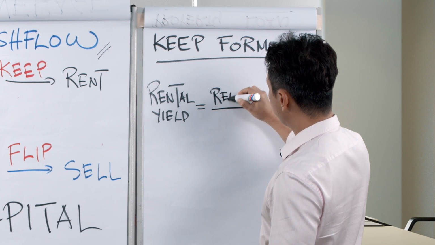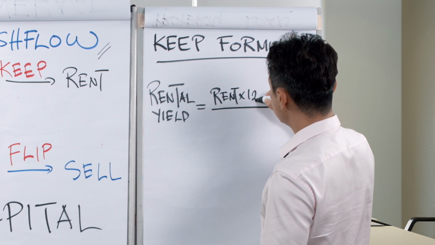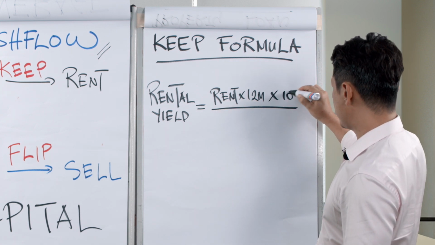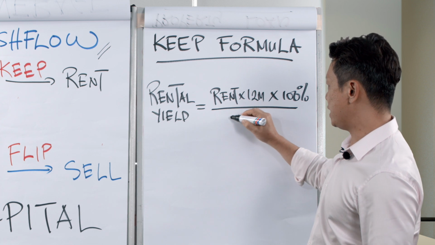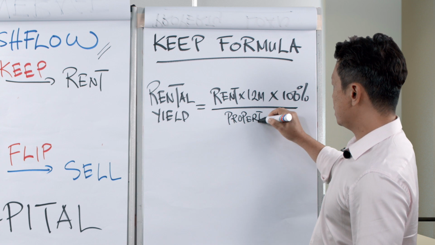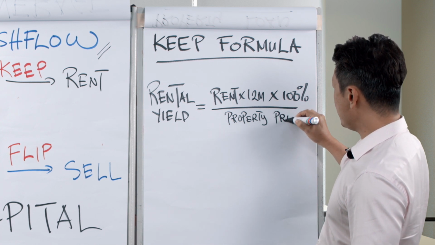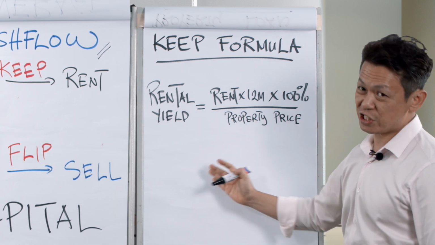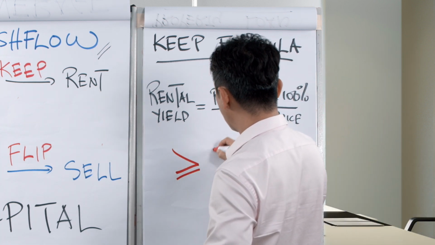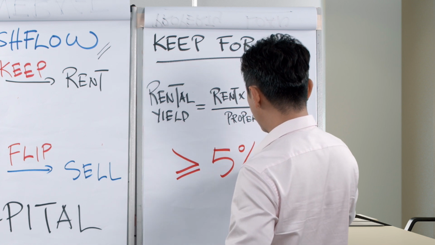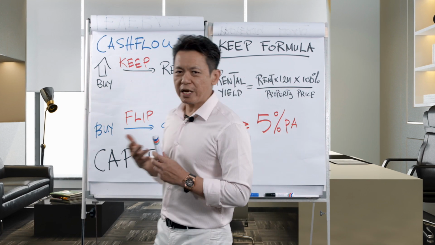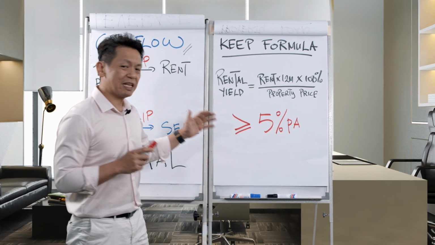It is rent times 12 months, because this is rental per month, times 12 months, times 100%, and then divided by the property price. So how much did you buy the property for? By doing this, you would then get a certain percentage. And for Malaysia today, we're talking about more than 5% per annum. Now, depending on which country you go for, and I'll explain this in many of my other videos, let's take it simple right now.